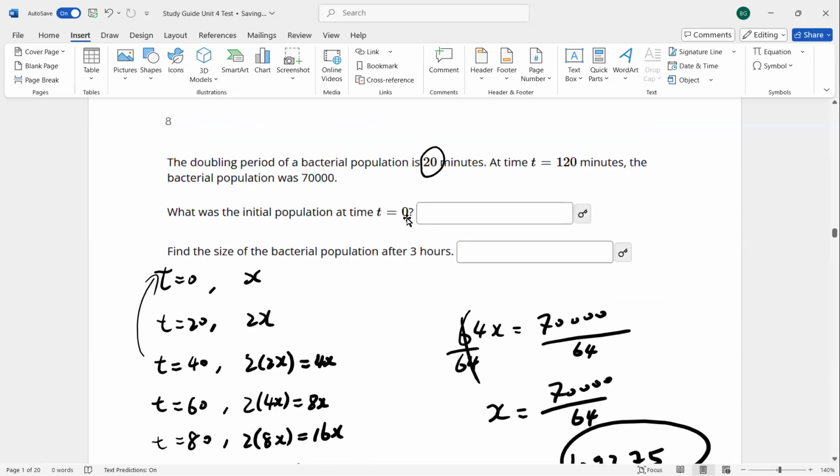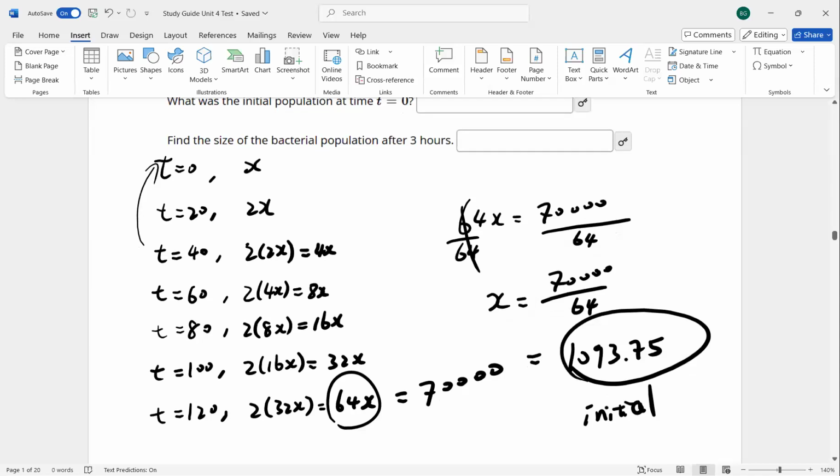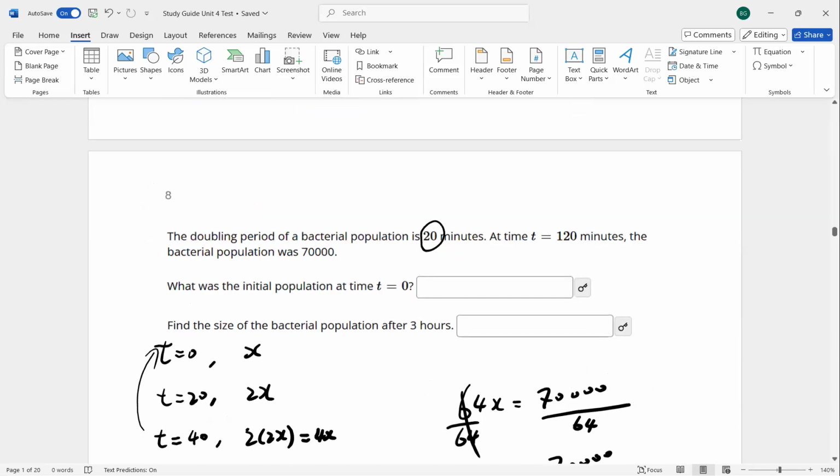The doubling period of a bacterial population, okay. So it doubles 6 times. Once, twice, 3, 4, 5, 6 times. And yeah, that's the initial population. Second part, find the size of the bacterial population after 3 hours. 3 hours is 180 minutes, right?